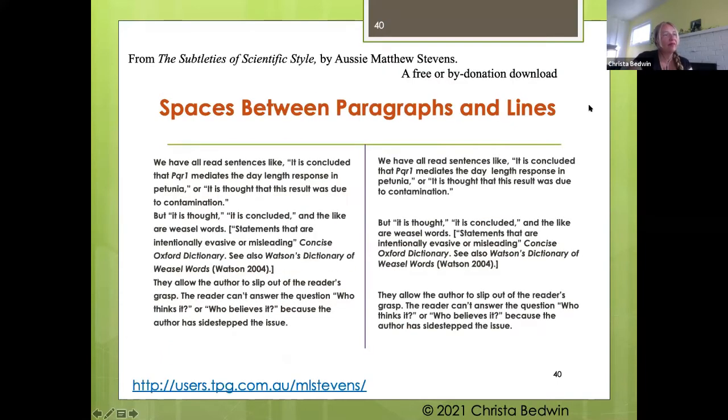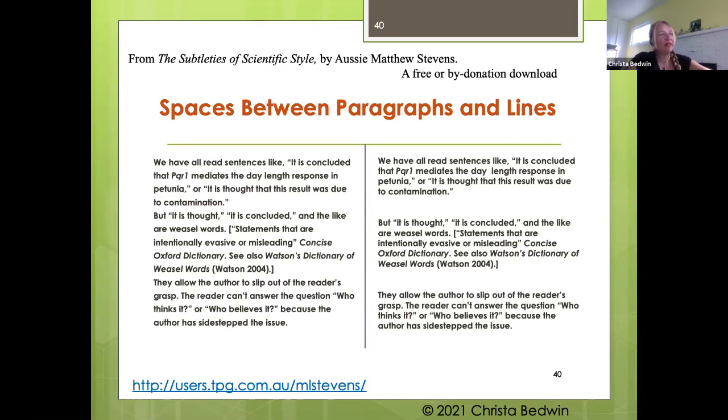And so here we have an example. This is an excerpt by another really excellent free book, The Subtleties of Scientific Style. I love this guy. So he made his book free. The web address is at the bottom there. By the way, if you miss anything here, Vivek is going to post the recording so you could go to YouTube and then pause it on the slide.